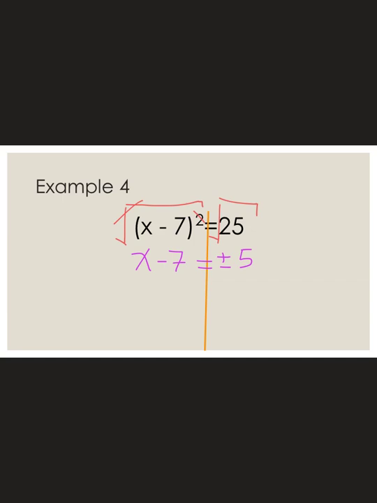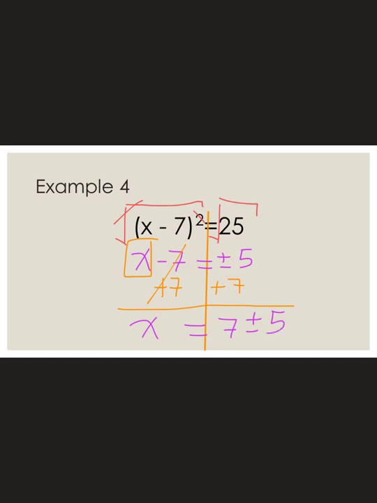So now, again, we're going back to basic algebra. We need to solve for x. So I'm going to add 7 to both sides. And let's actually write this out so we know what is going on on the right. Because we know the left is going to cancel. Your x is going to be by itself. And it's going to be equal to 7 plus or minus 5.